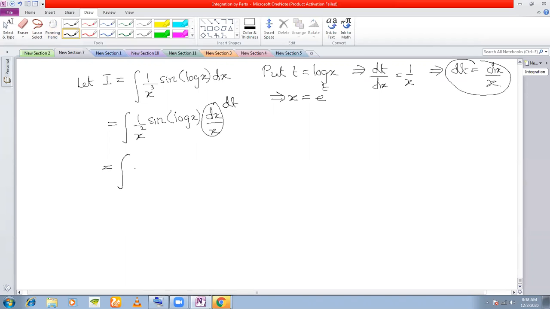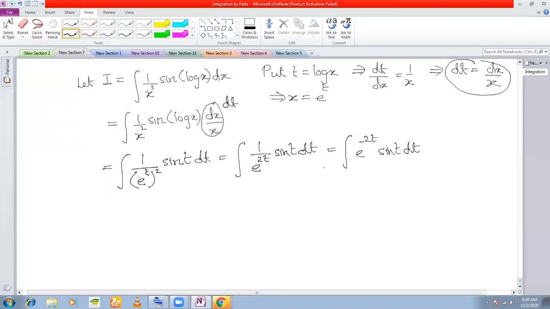So this becomes integral, instead of x you write e to the power of t, then 1 by e square, and sine t, since you have taken t as log x. This becomes dt, right? So this becomes integral 1 by e to the power of 2t sine t dt. So this becomes integral e to the power of minus 2t sine t dt. Now you can do this on your own. This will come as a recurring integral once again, right?